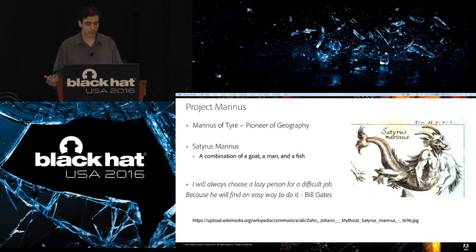And so, I've been working on a side project at Adobe, which I've called Marinus. Marinus was one of the founders of geography. And also, there's a satyr called Satyrus Marinus, which is a combination of a goat, a man, and a fish. And when I was putting all these data sets together to try to get a picture of the company, it felt like it was making as much sense as putting together a goat, a man, and a fish. I can't go with man, bear, pig, because South Park already had that. But when you're up at 3 in the morning and you're staring at the data, that's sort of the face that you end up with when you're trying to make sense of it all.